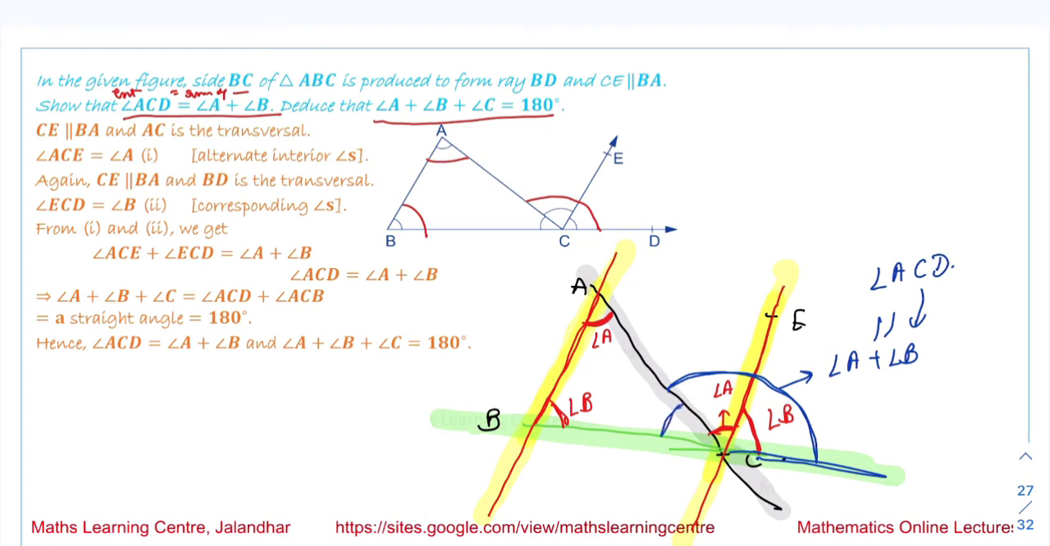Now I am talking about this third angle. This is angle C. Now all these three angles A, B and C lie on a line. So we are saying that their sum is equal to 180 degrees, and this is what we have to prove in the second part. So you can just read how we are proving these two things.